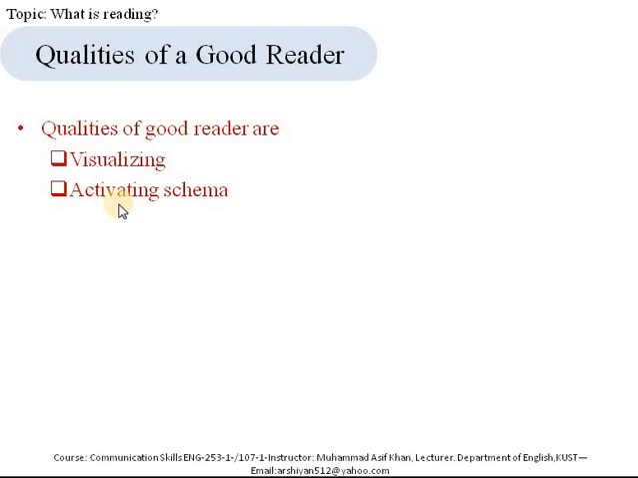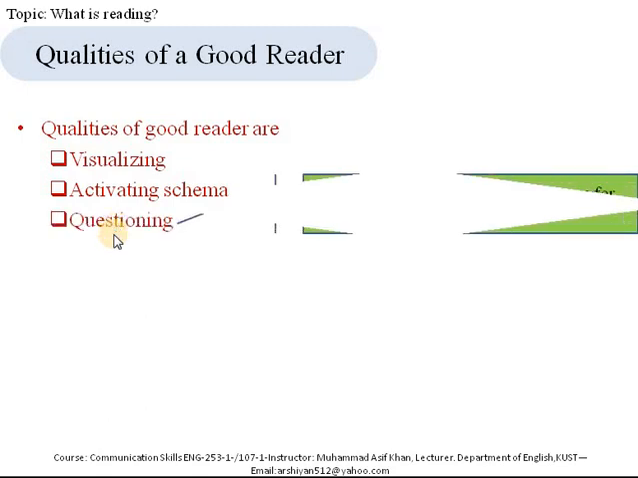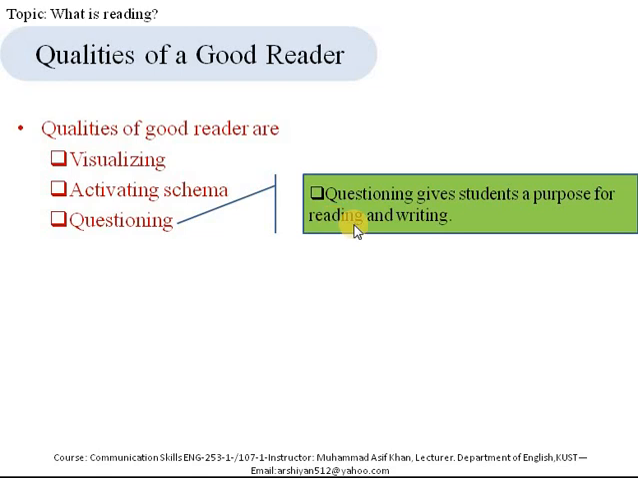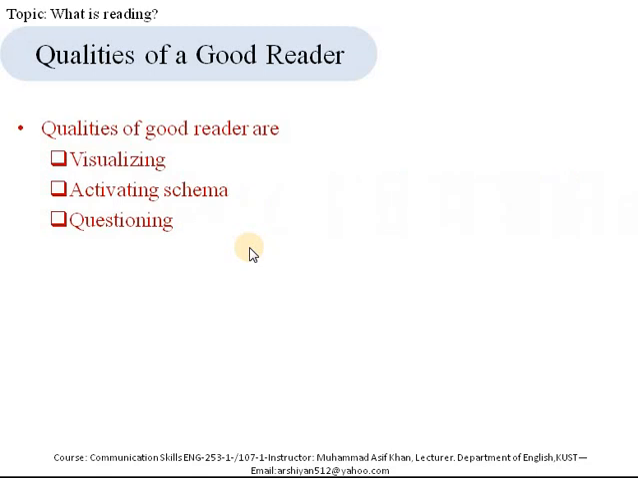Basically, activating schema is the quality of a good reader. After that, we have another quality, and that is the quality of questioning. Questioning gives the reader a purpose for reading and writing. When he questions, it provides you with why you are reading this text and what the actual importance of this very text is for you. When you have a purpose for your reading or writing, it makes you a good reader.